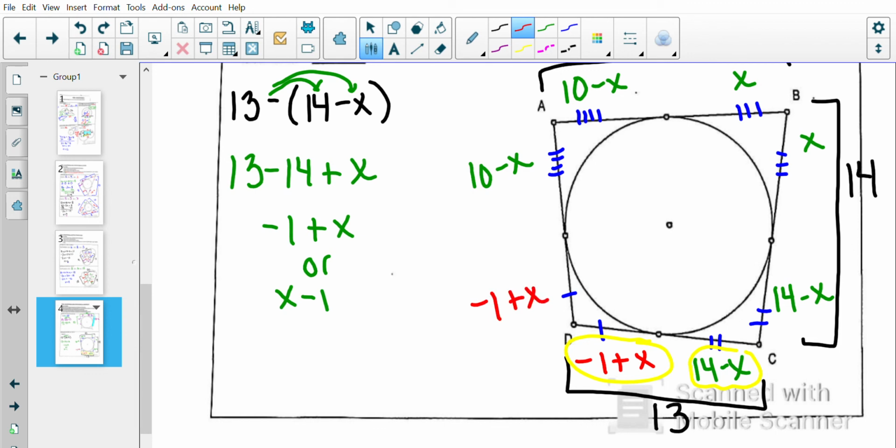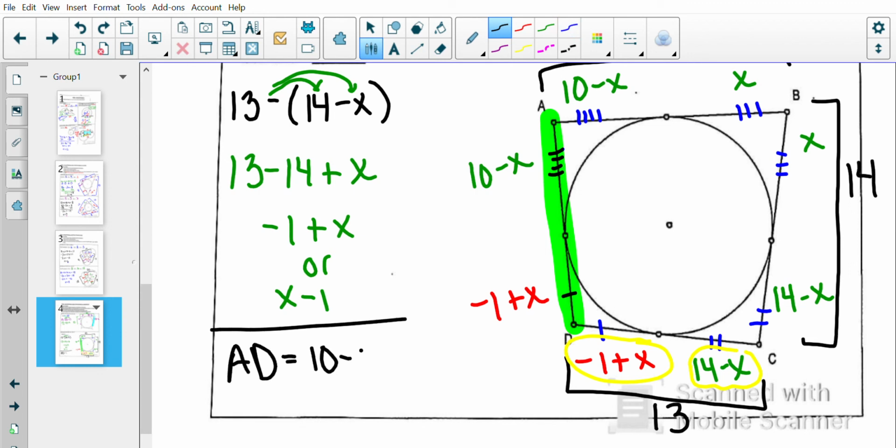Now we've labeled every single segment. Now what we want to do is go through and find AD. Now we don't find AD by making an equation. We're simply going to simplify the two segments that make AD. So AD will equal 10 minus X plus negative 1 plus X. Negative X and a positive X cancel. You're going to add 10 plus a negative 1, so AD will be 9 units long.